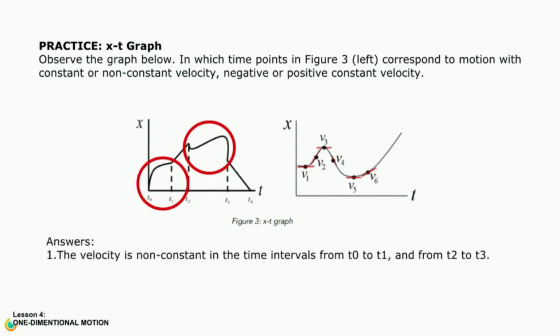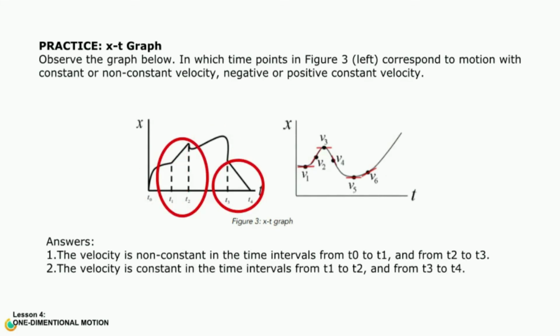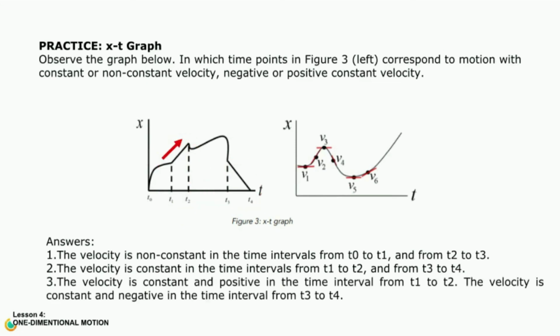Answers. The velocity is non-constant in the time intervals from t0 to t1, and from t2 to t3. The velocity is constant in the time intervals from t1 to t2, and from t3 to t4. The velocity is constant and positive in the time interval from t1 to t2. The velocity is constant and negative in the time interval from t3 to t4.